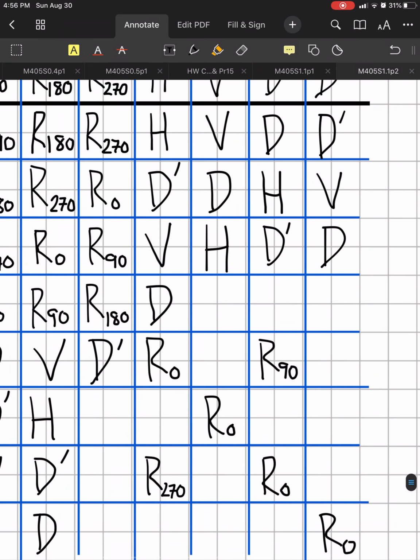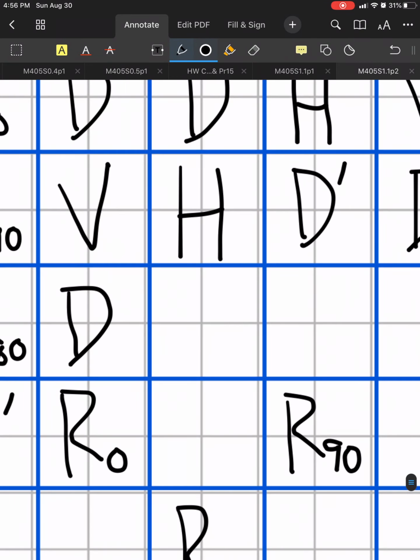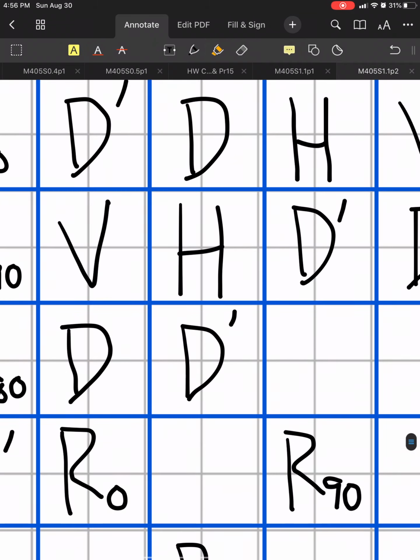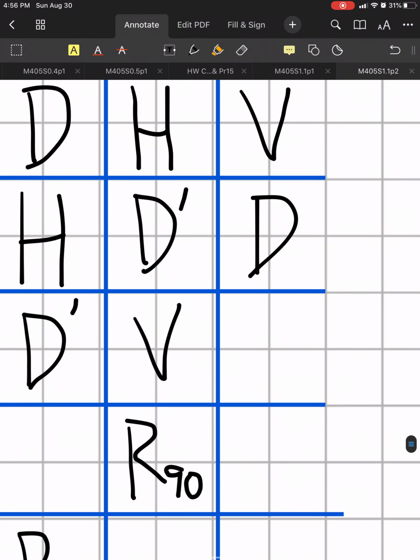Well, it finishes it off once we fill in the remaining ones with what they have to be. So that has to be a D prime. This one has to be a V. This one has to be an H.